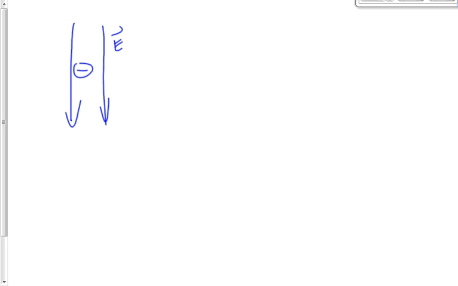Doesn't have to be moving. Now, if it was moving downwards, upwards, to the left, to the right, it would still experience a force to the top of the page. Doesn't mean it would move to the top of the page, but it would still experience a force toward the top of the page. Now, let's put that negative charge that's at rest again in an external magnetic field.